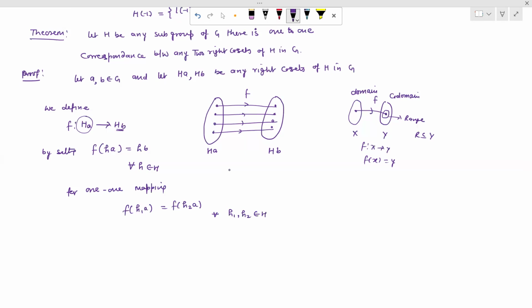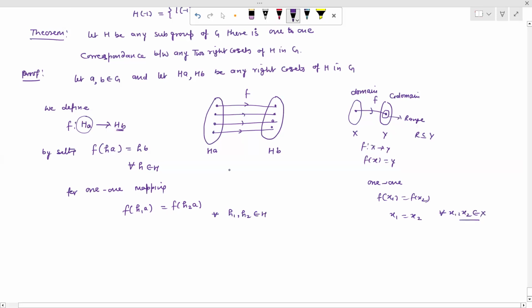So we know that when we prove a one-to-one function, how do we prove it? We take two elements of X, denoted as f(x1) equal to f(x2), and then we prove that x1 is equal to x2. These x1 and x2 we take from X. Similarly, here we have also considered the elements of the right coset of a, h1a and h2a, taken from the domain of the function.